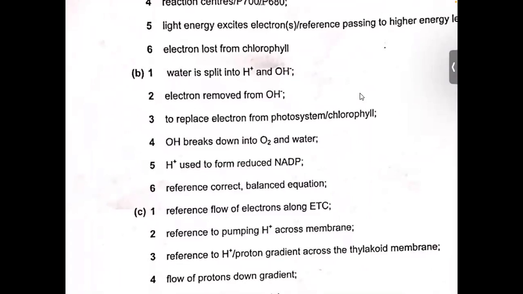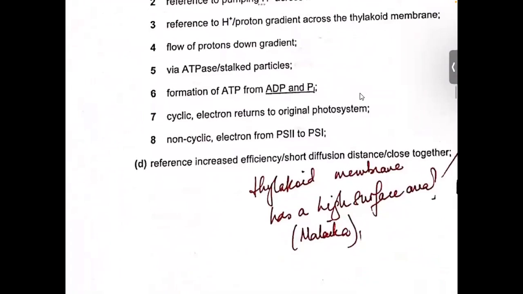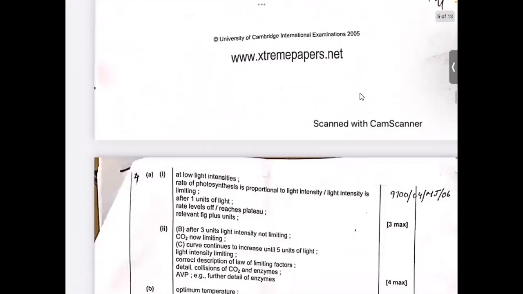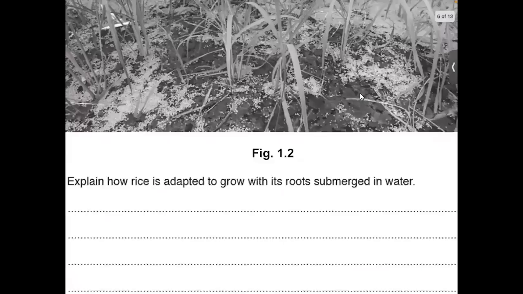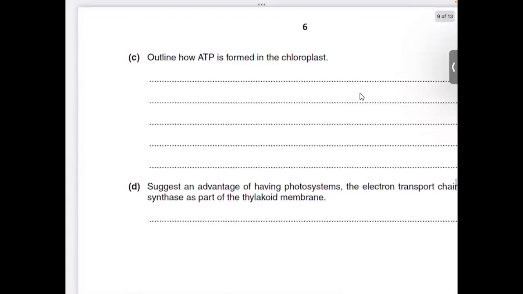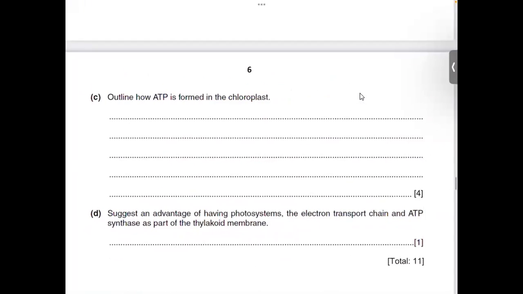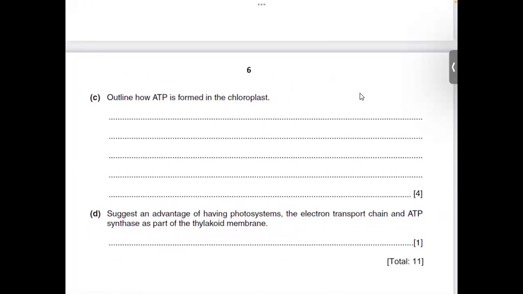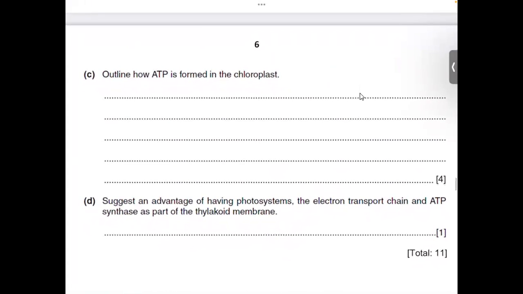Okay, let's do the third question as well. The third one is also important. Yes, this was the question. How is ATP formed in the chloroplast? How is ATP formed? 4 marks. First, think about the answer, and then I'll share the marks.